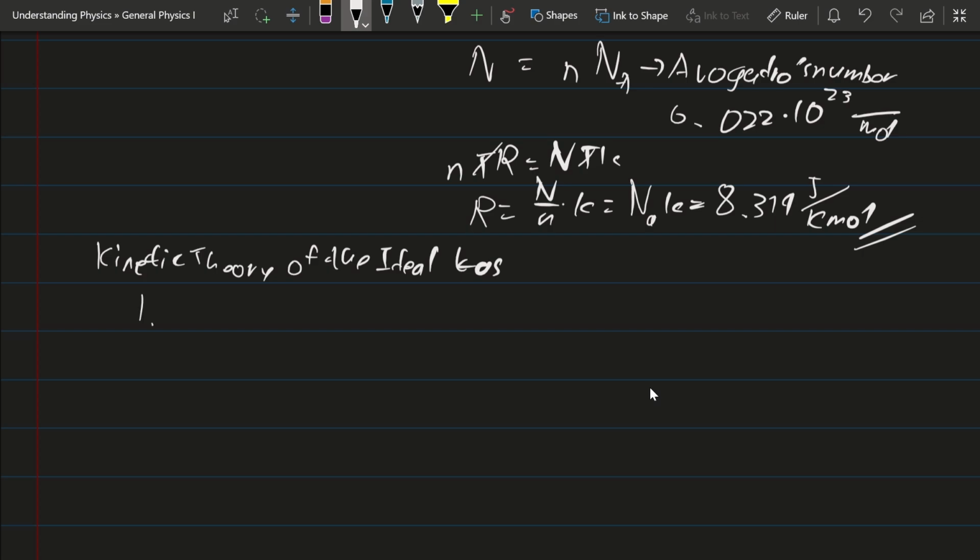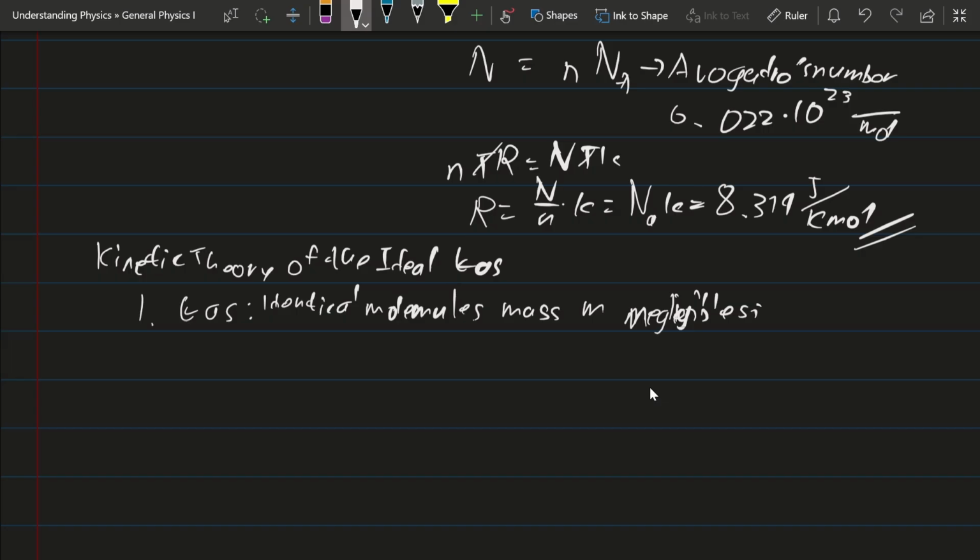First, the gas contains identical molecules, mass m, negligible size. So it might be very small that you don't even need to care about its rotation. You just need to care about its ping-ponging as if it is a point.